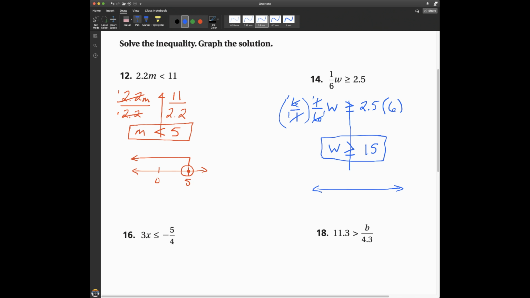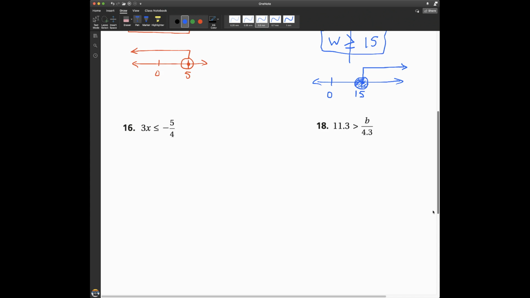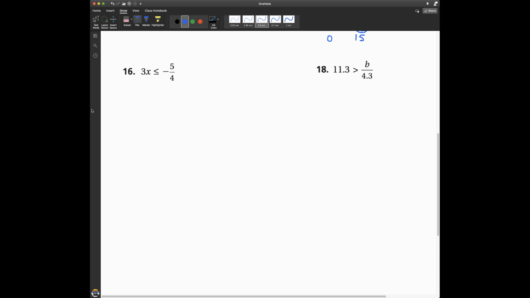Let's see, how do we graph that? So here's 0, and let's say this is where 15 lives on this number line. All right, so the greater than piece means I go up and to the right, and then the equal, so it also equals 15. That is one of the solutions, so I just shade in the circle. And there I have graphed all the solutions to the inequality for number 14. All right, let's move on to number 16.